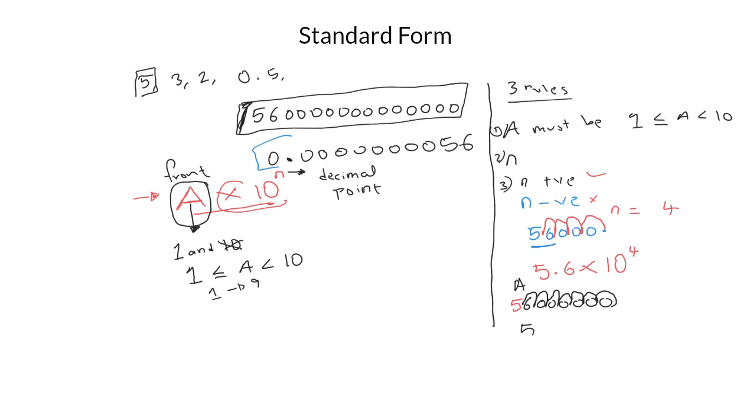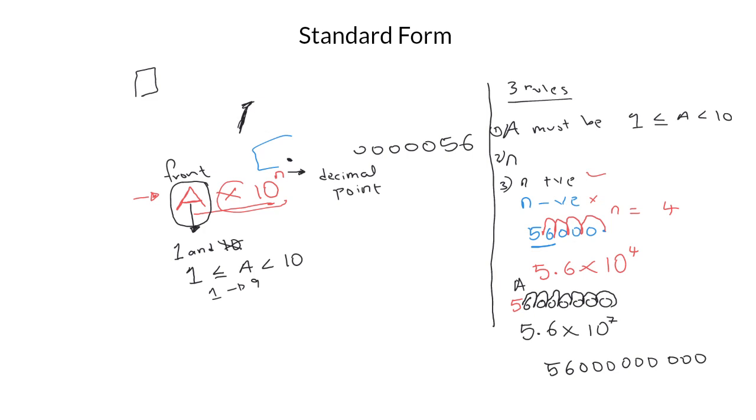Excellent. So that is 5.6. My n is 7, and it is positive because it is a big number. 5.6 times 10 to the power of 7. All right, so can you try this? We're still working together. I'm going to make it 56 billion, okay? So can you try this? Pause the video right now and see how you can make an attempt on that.